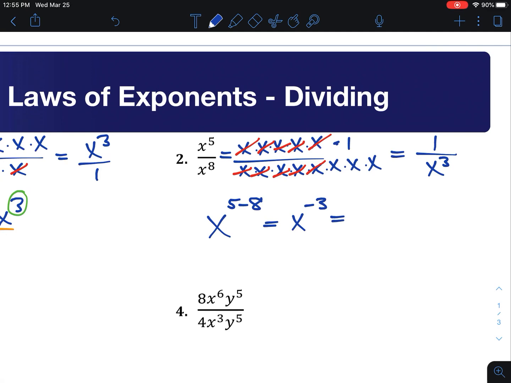Now, when we get negative exponents, we're going to put them in the other part of the fraction. If we put this over 1, it makes it a fraction. So from the top, the x cubed would go to the bottom and become positive. And again, nothing left up top has to be a 1. You can't leave that blank. And that's why it's 1 over x cubed.